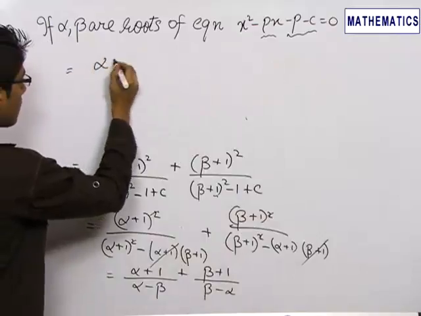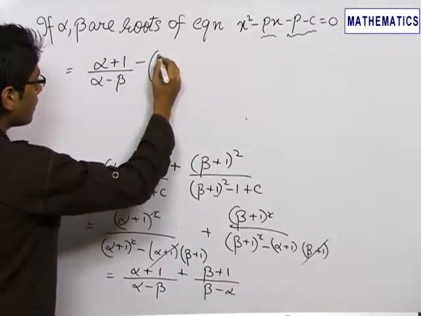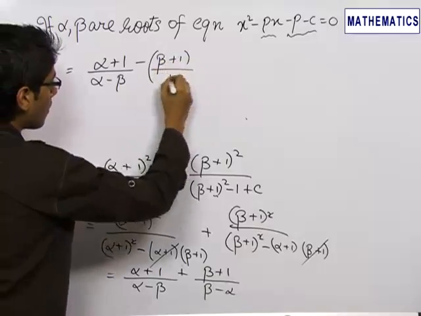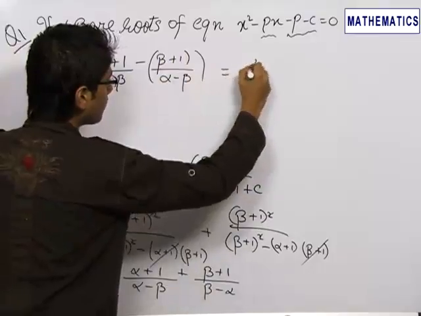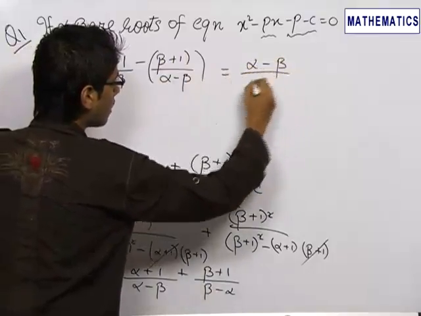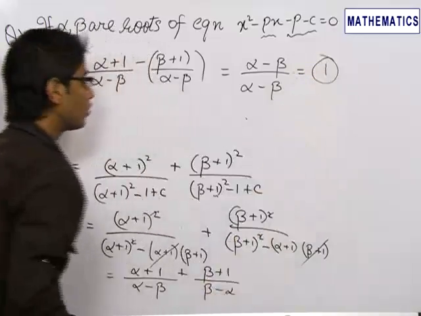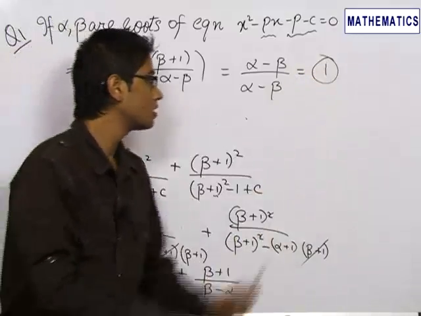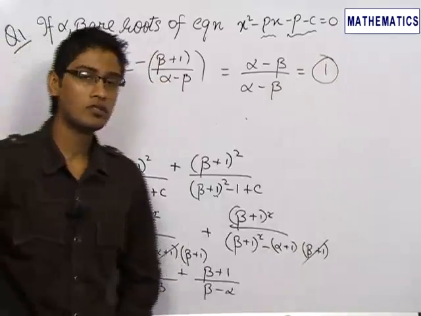Now this becomes (alpha plus 1) upon alpha minus beta minus (beta plus 1) upon alpha minus beta, which becomes alpha minus beta upon alpha minus beta, that is equal to 1, which we needed to prove. So this is our final answer for the second part, and the first part was a proof which we proved earlier.